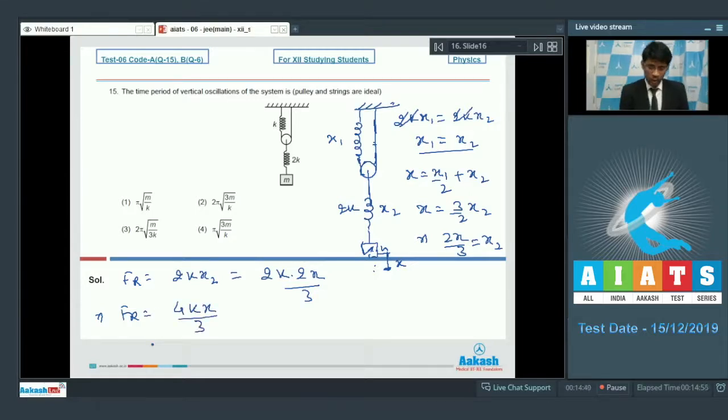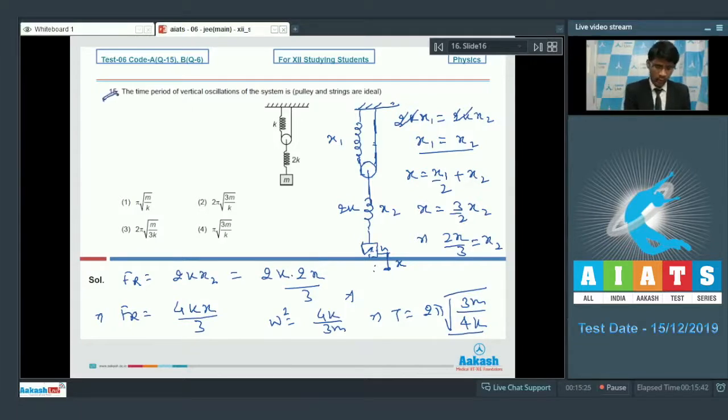Fine. Now, this is the restoring force. So once the mass executes simple harmonic motion, the value of omega square is to be taken as 4k by 3m, and the time period T will be 2 pi times the square root of 3m divided by 4k. So looking into the options, effectively we are getting option 4 as the correct answer here. This 4 will come out from here and it will cancel out with 2. So option 4 is the correct answer. Got it? Now let's proceed to question number 16.